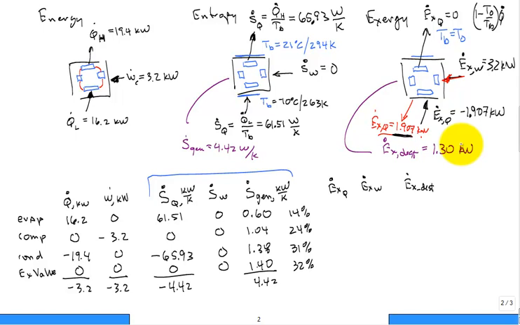Okay, now let's go and do the detailed. What about the exergy transfer with the heat transfer in the evaporator? Well, it's going to be negative 1.907, too many digits, but there you go. How about the exergy transfer with the compressor heat?